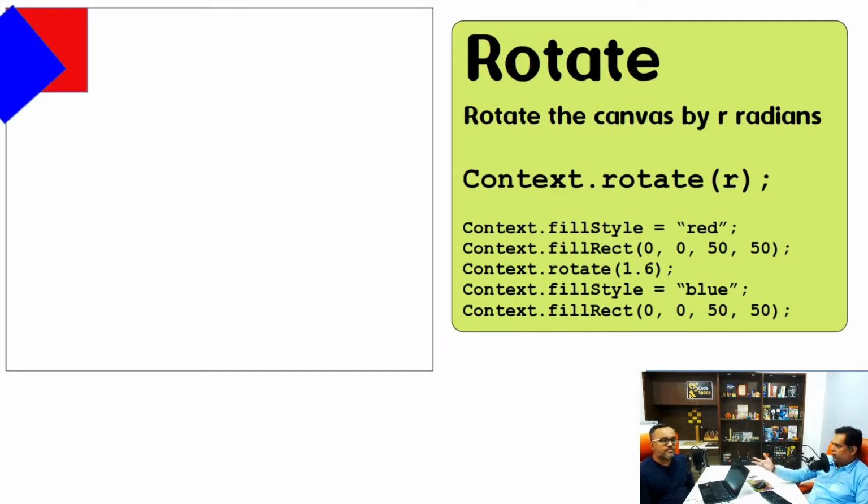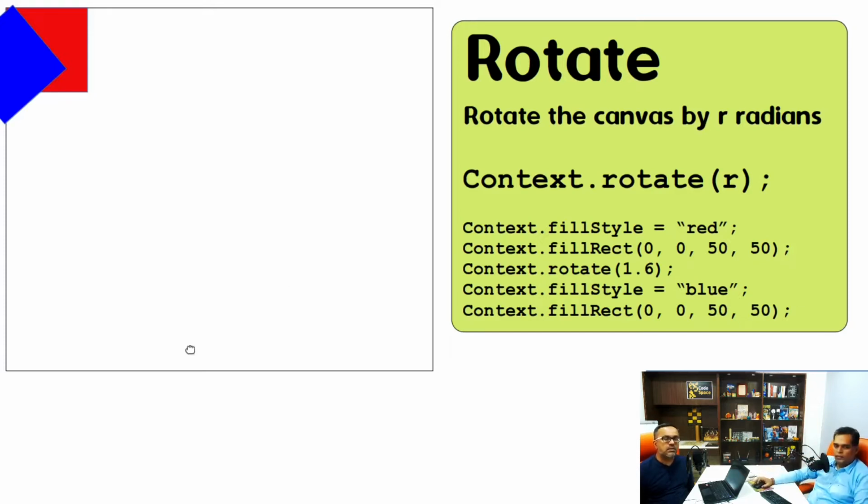Scaling. Rotate is another transformation. You can rotate something by r radians. You just call context.rotate and provide the radians, and it will rotate by that many radians. So I have a red rectangle, and then I rotate the canvas by 1.6. Now you would expect that the rotation would be around the canvas center, but that's not how it works. It will always rotate around the top left, which is the 0,0 location. Then I draw a blue rectangle. I'm just drawing a regular rectangle, but that rectangle would appear rotated.